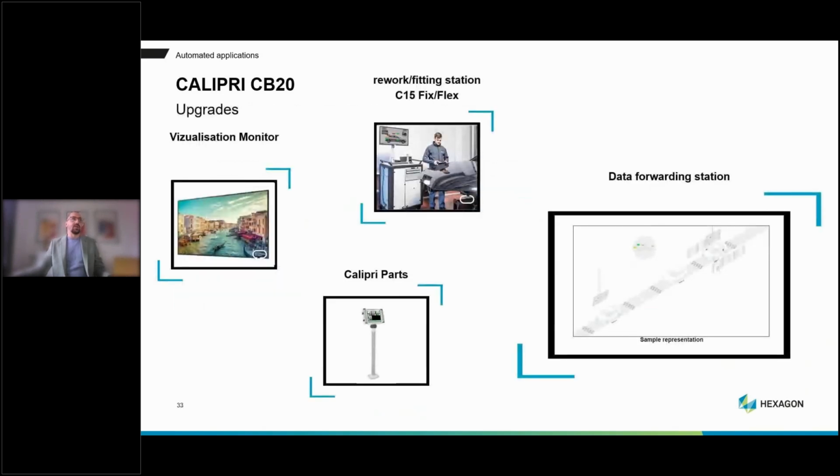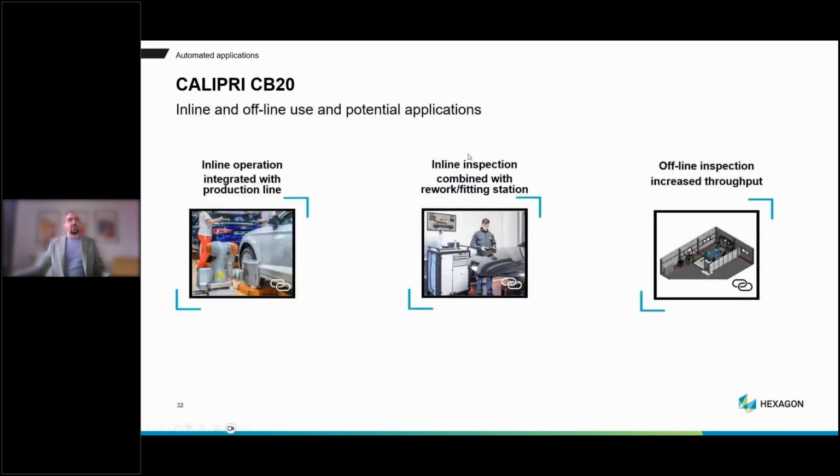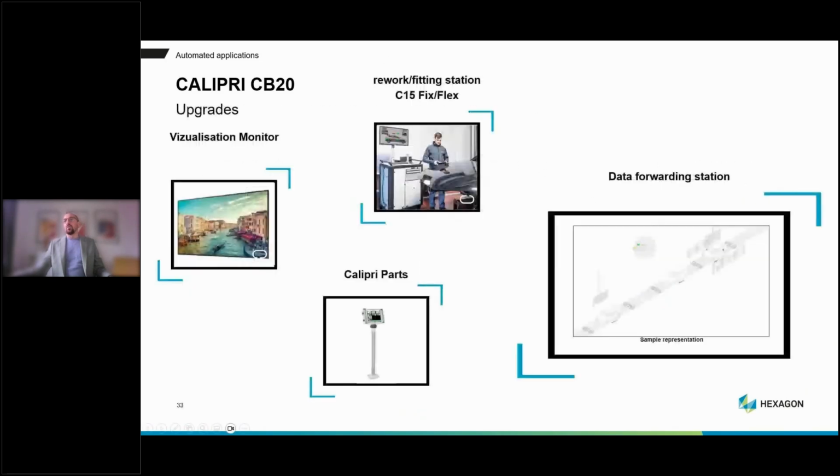So I just talked about combined rework and fitting stations. So what do we have to offer in that case? We can upgrade our CB20 solutions also with C15 stations or with more stations afterwards. Because we now have captured the car, what are we going to do with the data? Either we push them to the SPC and just leave it there as it is, or we rework our cars to make sure that we always deliver the perfect car to the customer. We can help you with a data forwarding station. So basically, if we capture the data in an autonomous station, we can forward that to a repair station.